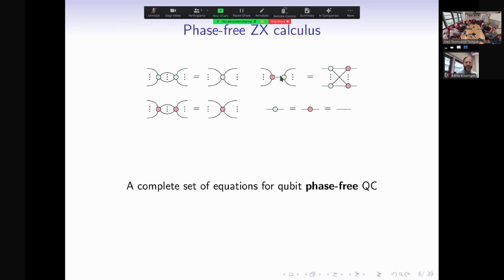And this is a complete set of equations for the phase-free ZX calculus. And I guess it probably has one fewer equation than the Clifford one. And again, everything that you could possibly want to do with these things is efficient.